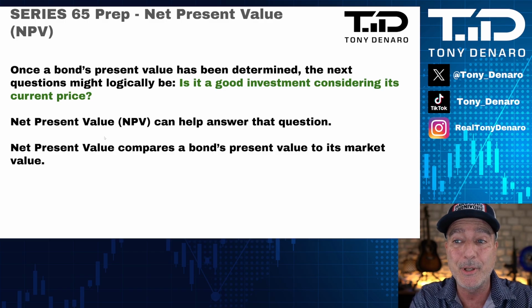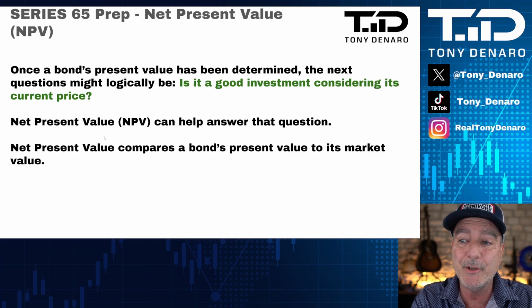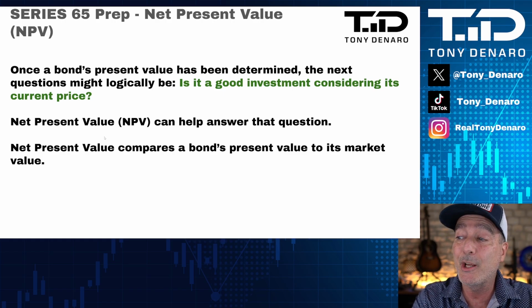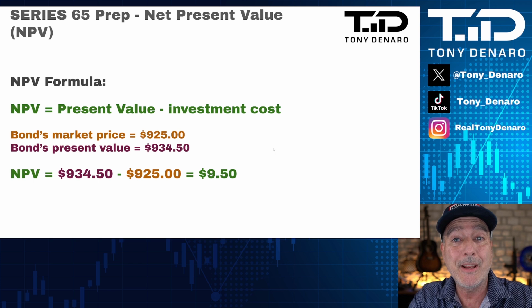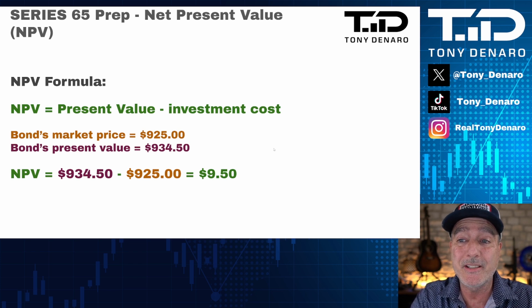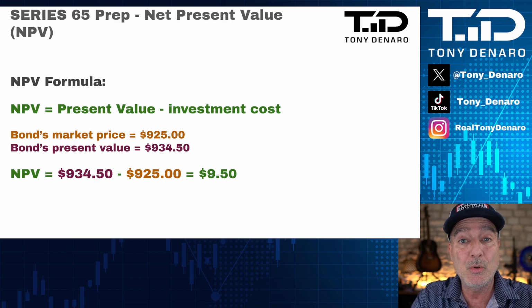And once that present value has been determined, the next question that you might logically ask yourself is, is it a good investment considering the current price, which is often going to be different than the present value? NPV can help you answer that question because it compares the bond's present value to that market price. The formula for NPV is very simple. It's the second line on your screen here in green. NPV equals present value minus the investment cost, or the market price if we're looking at a bond.